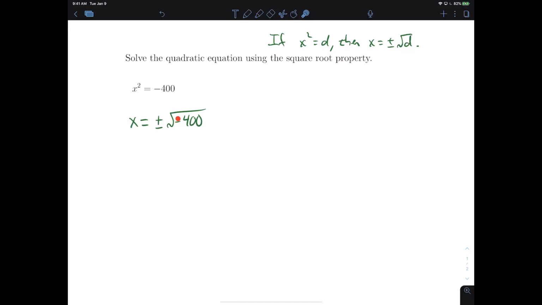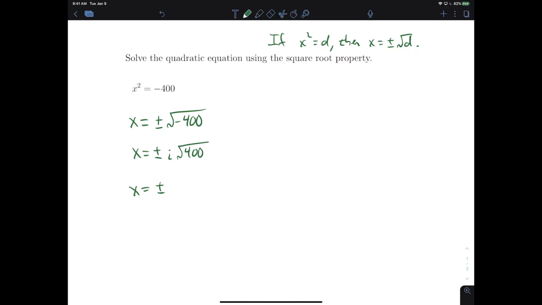And there is a negative underneath there. So the first thing we want to do is move that i outside of the radical. And then just ask yourself, what's the square root of 400? Well, you can just type that into the calculator because that's 20. So that's going to give us x is equal to plus or minus.